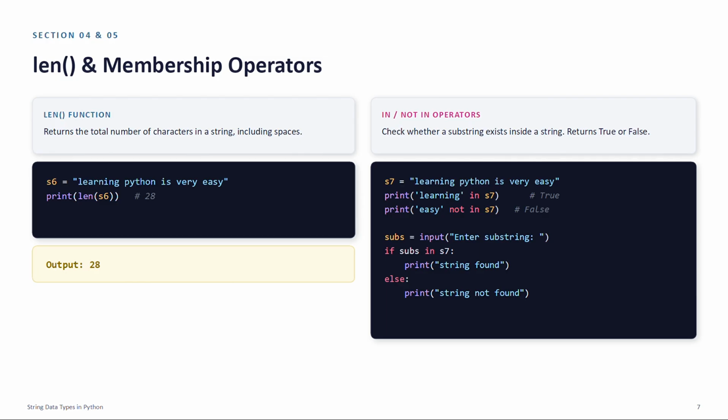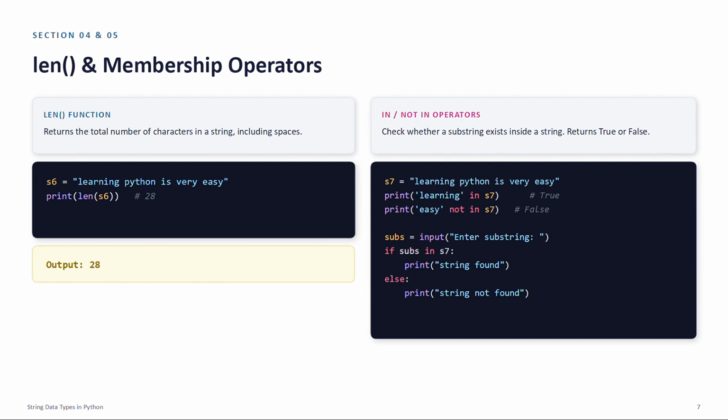Let's make it interactive. S7 is a variable where I store the string "learning Python is very easy". If I print "learning" in S7, what does it mean? The word learning is present in that particular string, S7. If it is present, then the output should be True. In the next statement, "easy" not in S7, it will check whether that particular word is available or not. If it is not available, it will print False. If it is available, it will print True.